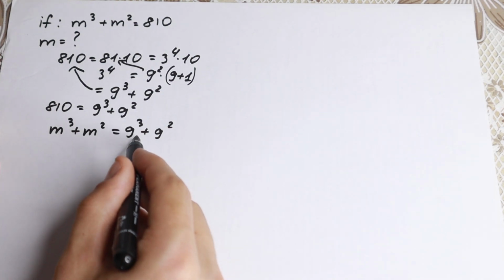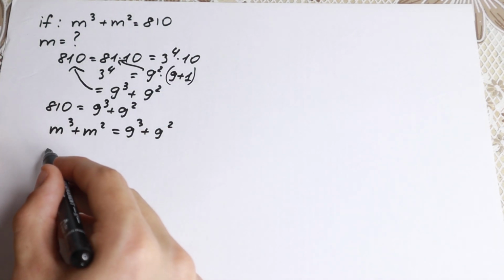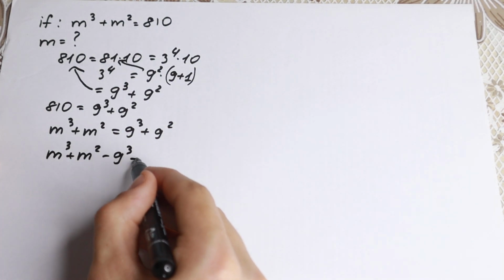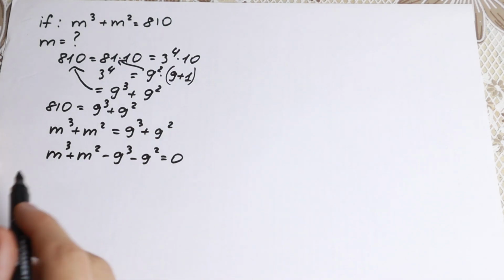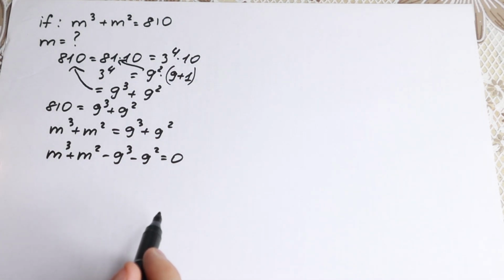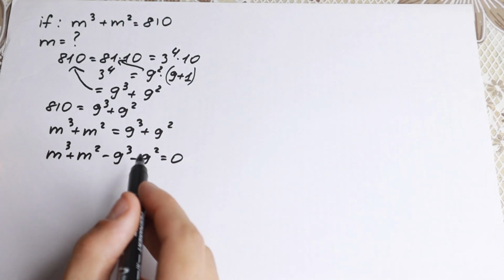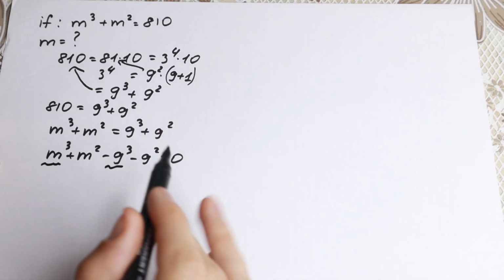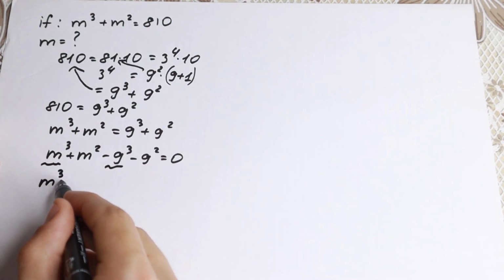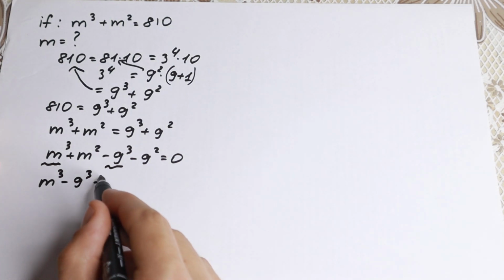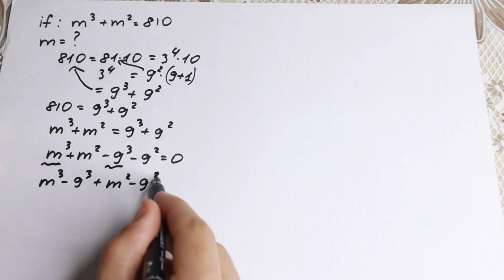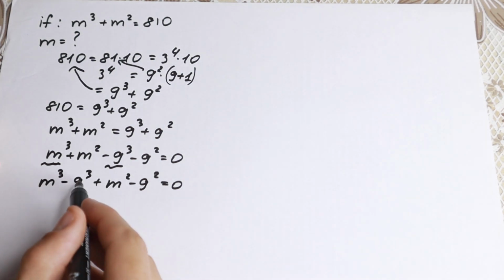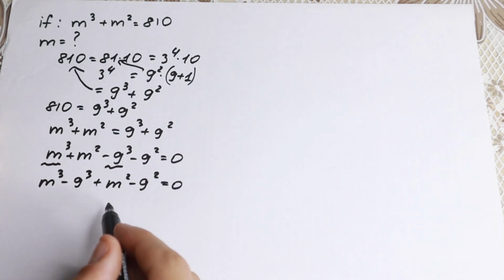Let's bring all of these elements onto the left hand side. We will have m cubed plus m squared minus 9 cubed minus 9 squared, which is equal to 0. A lot of students ask me why I do this step, and I answer them. Take a look, m cubed and 9 cubed. It's really good to group them. We will have m cubed minus 9 cubed, plus m squared minus 9 squared. I group it because we have a difference of cubes, which is really good, and a difference of squares, which is really good too.